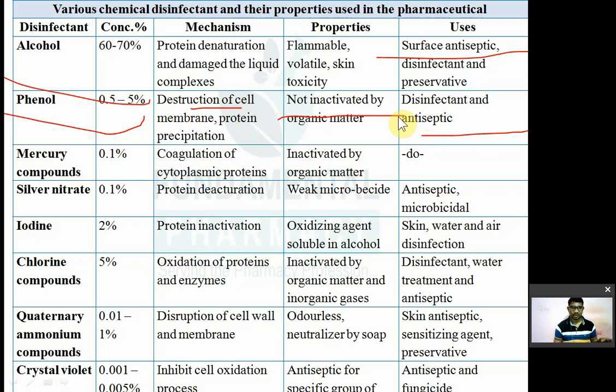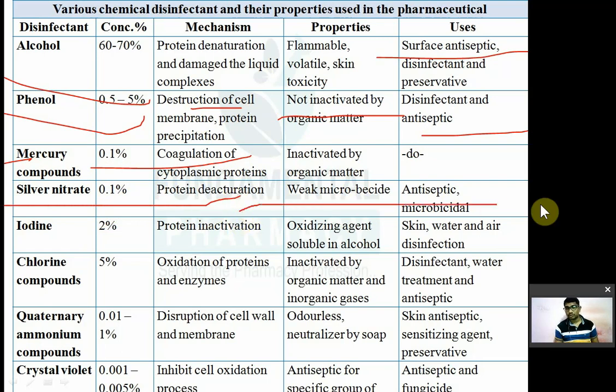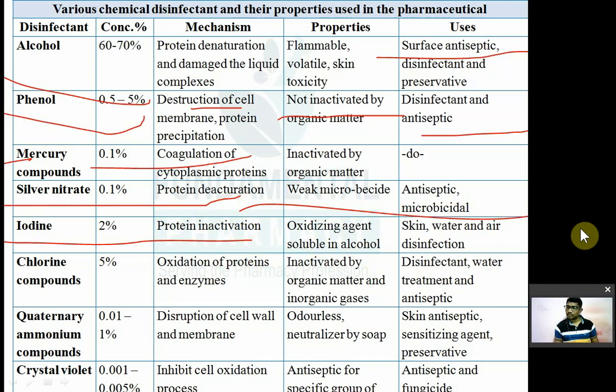Mercury compounds are inactivated by organic matter. They are used in a concentration of 0.1% and cause coagulation of cytoplasmic proteins. Then silver nitrate at 0.1% concentration causes protein denaturation, is very weakly microbicidal, and is used as an antiseptic and microbicidal. Iodine in a concentration of 2% causes protein inactivation. It is an oxidizing agent soluble in alcohol. It is used for skin, water and air disinfection.